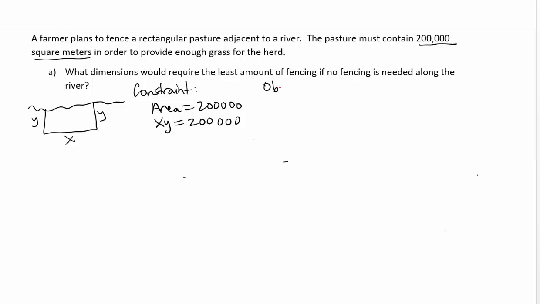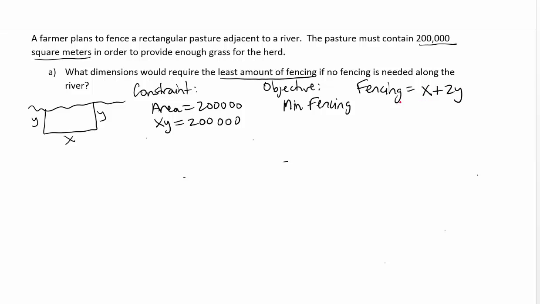What's our objective? What are we trying to maximize or minimize? So in this case, it says what dimensions would require the least amount of fencing. So we want the minimum amount of fencing. So our objective function is going to be the amount of fencing needed, which is kind of like perimeter. And remember that it said we do not need fencing along the river. So we only need to put fencing here and here, which would be 2 Y's, and here, which would be 1 X. So our total fencing needed would be X plus 2Y.